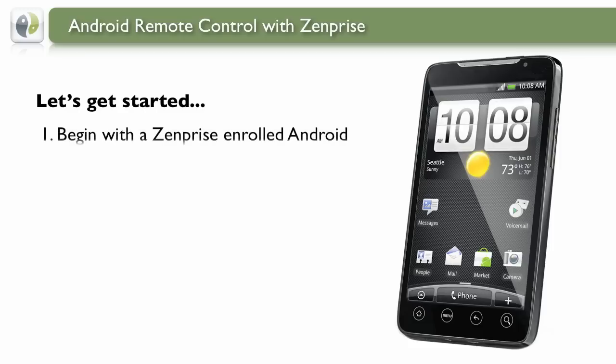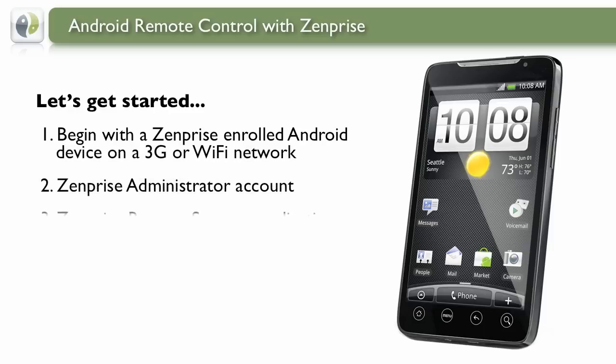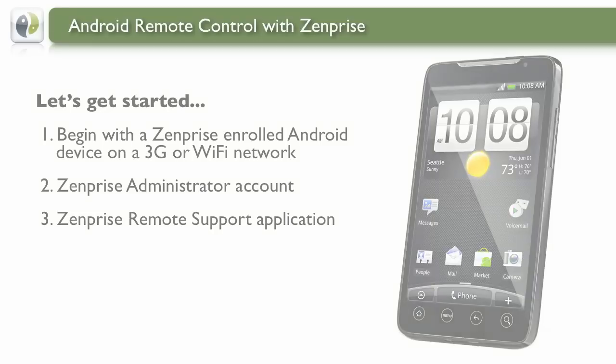To get started, we need to begin with an enrolled Android device on Zenprise with a 3G and Wi-Fi network access, a Zenprise administrator account, and the remote support application.